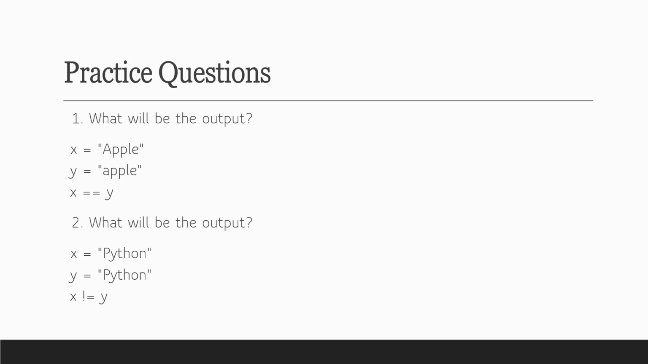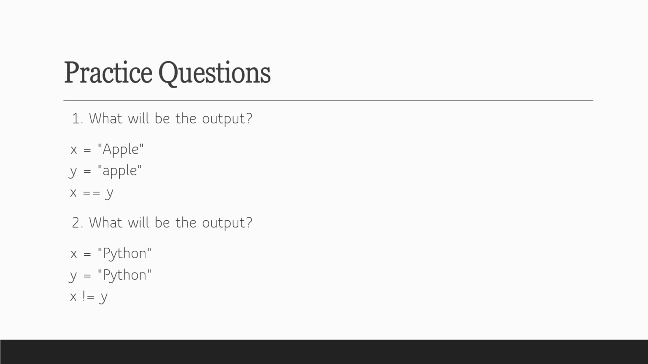Now let us move to the practice questions. Listen carefully and try to answer them on your own. Write your answers in the comments section. Question 1. What will be the output? The value of variable x is Apple. The value of variable y is apple, with a small letter at the beginning. We are checking whether x is equal to y. Think carefully about case sensitivity and then write your answer in the comments.